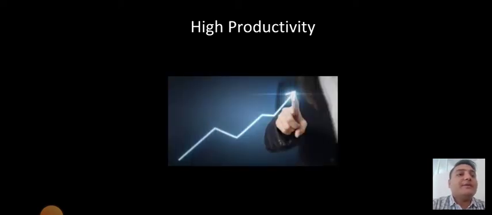High productivity. Once you apply a computer aided manufacturing system in your process, the quality and productivity of the product are also going to improve, because there is no idle time while the computer is doing the process, correct? So the computer can work 24 by 7 without any idle time. That's why productivity can be improved.